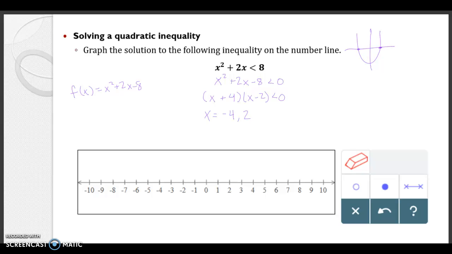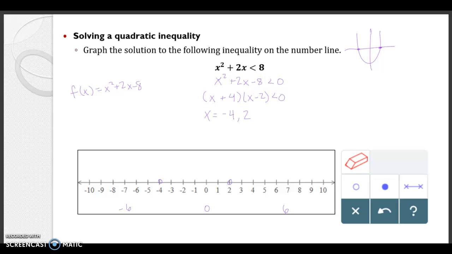Now, I don't want my function to equal 0 because I have a less than sign, not a less than or equal to sign. So at -4 equals 0, so I need an open circle at -4 and an open circle at 2. And then I can check points in between. So let's check -6, 0, and 6. And whatever the sign, either positive or negative, that we get out will be if the function is above the x-axis, it'll be a positive. If it's below the x-axis, it'll be a negative.